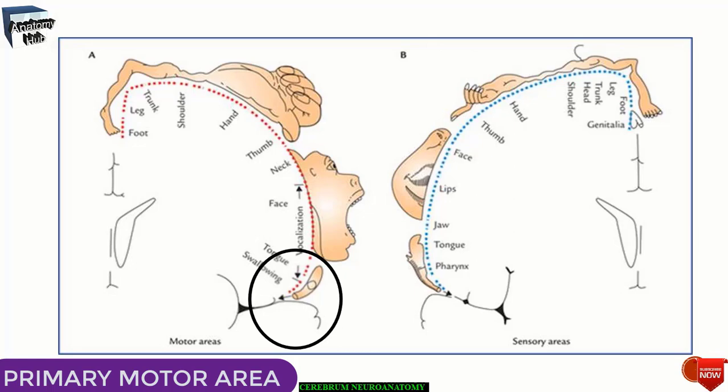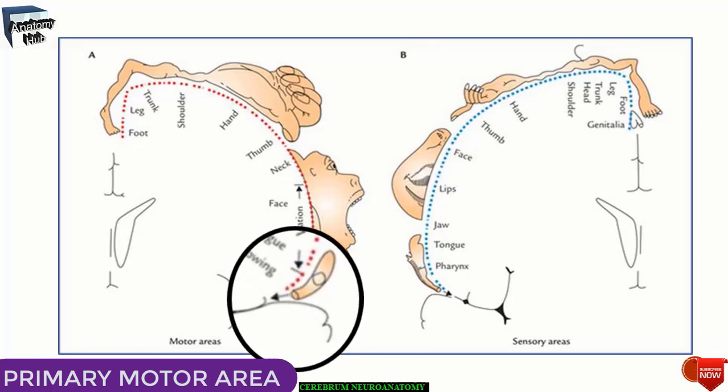The pharyngeal region and the tongue are represented in the lowermost part of the precentral gyrus, followed by the face, hand, trunk, and the thigh. The legs and feet and the perineum are represented on the medial surface of the hemisphere in the paracentral lobule.